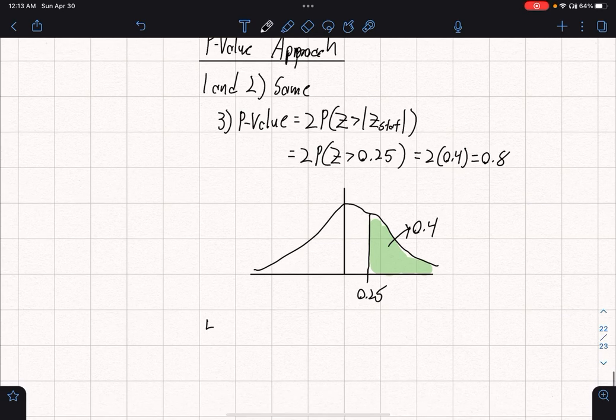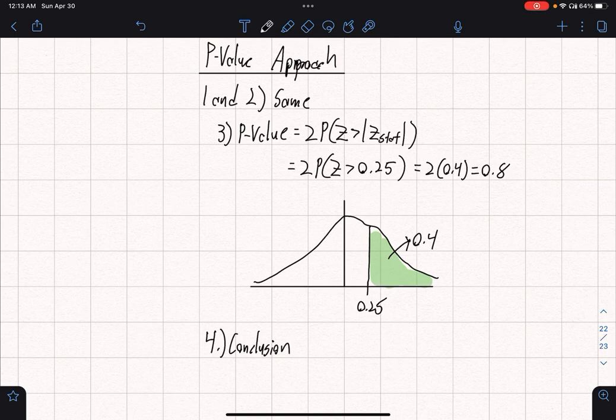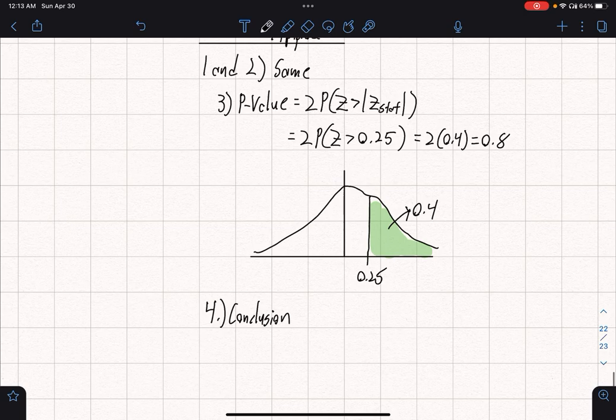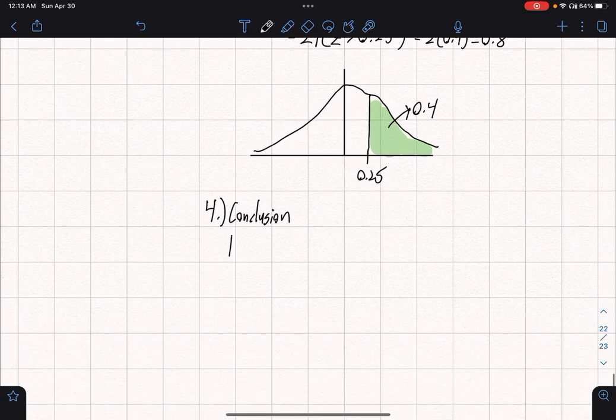Okay, so now let's make a conclusion. We already know what the conclusion is because we know that the critical value and p-value approach are equivalent, but let's go ahead and do this anyway. So the p-value is equal to 0.8, which is bigger than 0.1, which is our alpha.